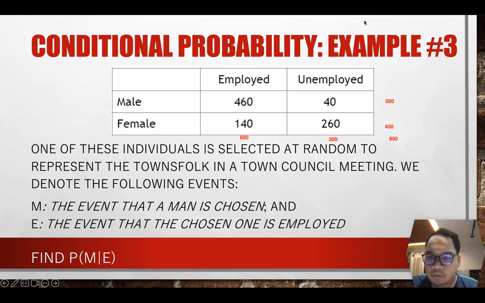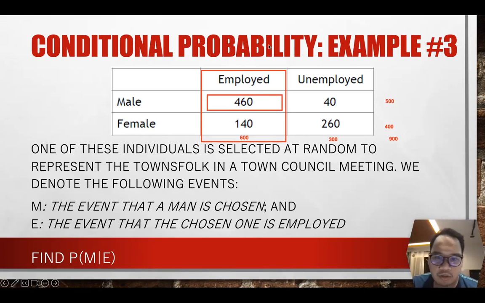So we are interested in determining the probability of getting a male given that he is employed. We can refocus ourselves on the employed column, because it's the given, the event that occurred already. And we get the intersection of male and employed, which is 460. So our answer will be 460 over 900. We can simplify that: it becomes 46 over 90. Can we simplify that further? Maybe divide both by 2: 23 over 45. I think that's it because 23 is a prime number. So that will be example number 3.